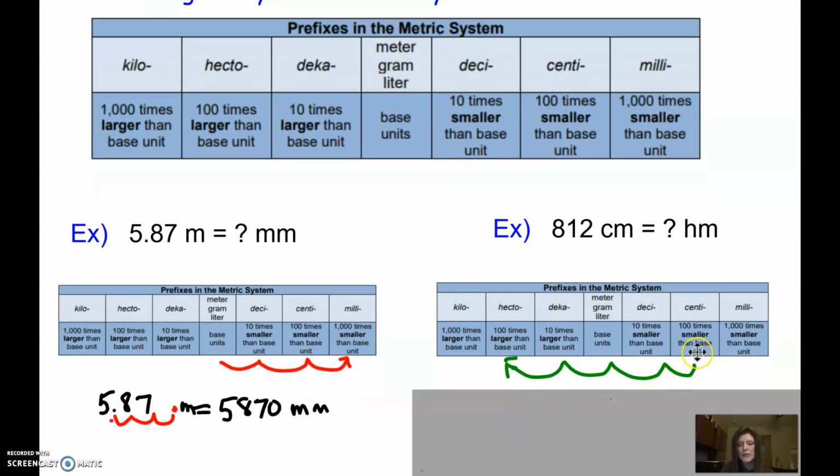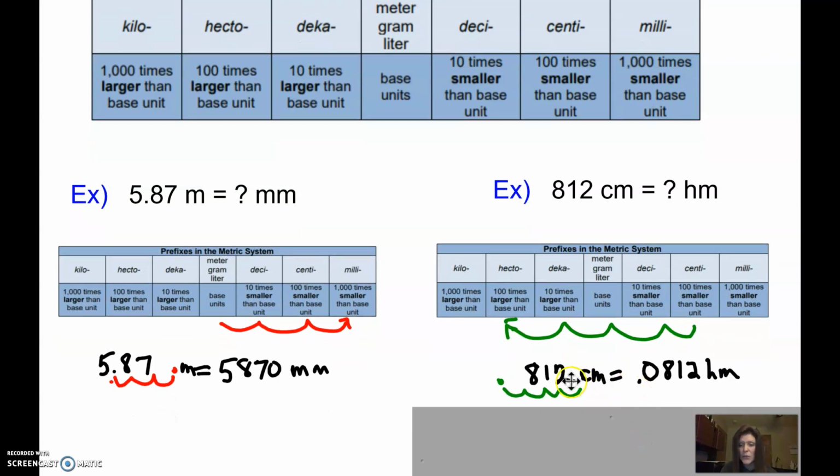All right, so notice that I'm starting at the centi, 1, 2, 3, 4 hops, but I'm moving in a different direction. I'm moving to the left this time. So that's going to tell me that my answer is actually going to be different as well. So I move the decimal place to the left 4 places. Again, I have to add a 0 and get 0.0812 hectameters. So if I go from centimeters to a larger unit, I would expect to get a smaller answer here.